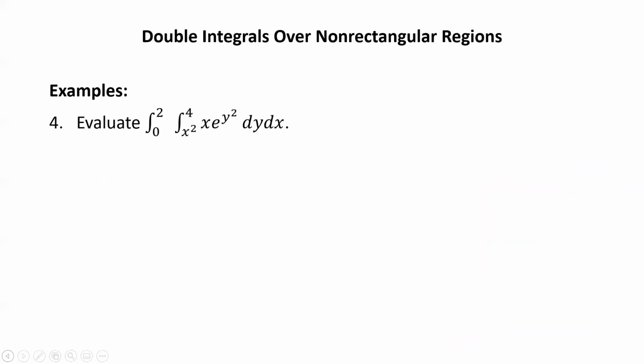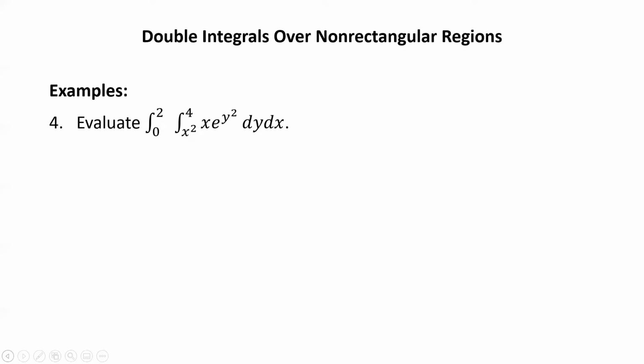Next one. Evaluate the integral from 0 to 2, the integral from x squared to 4, x e to the y squared dy dx. At first, it might seem like we got away without having to draw the picture because we already have the limits of integration. But unfortunately, when you try to do this integral, you basically have a constant times e to the y squared. And since we're integrating dy, you want to integrate e to the y squared dy. This is a classic example of an integral that cannot be expressed in terms of an elementary function.